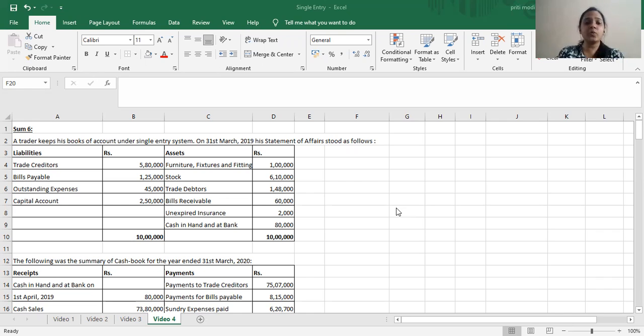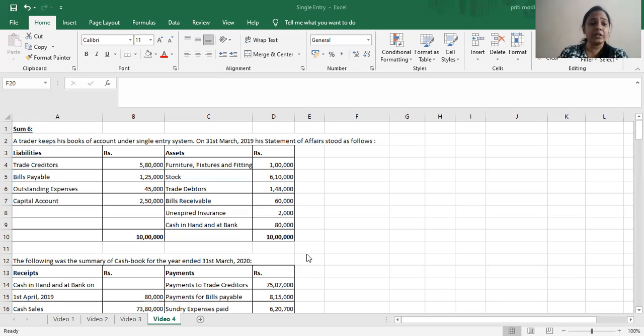I remember telling you in the second video that whatever case may be, you have to prepare opening balance sheet as a working note to find out the capital figure. But over here, the opening statement of affairs is already given to you. So obviously you will not be preparing any working note for this.